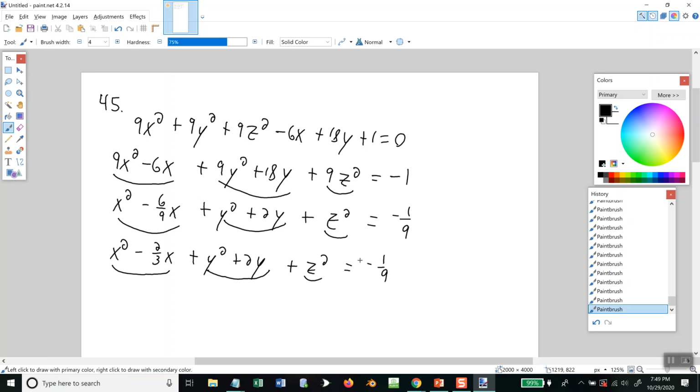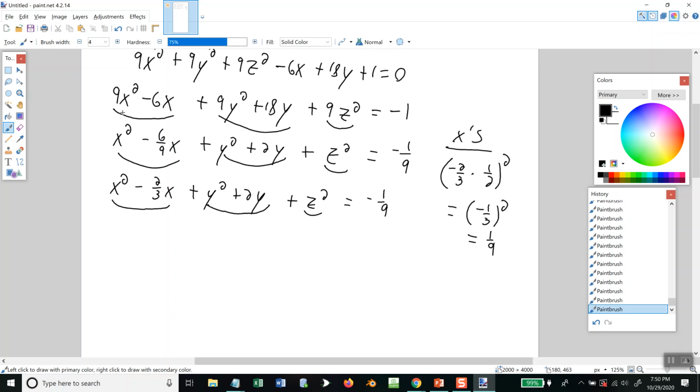Now we want to complete the square to get these in the right form. So for the x's, I'm going to take the number that's in front of our x, which is -2/3, multiplied by a half and squared. That gives us, 2's cancel, -1/3 squared, or 1/9. Now we're going to add it to the x group, and we'll also add it to the right side.